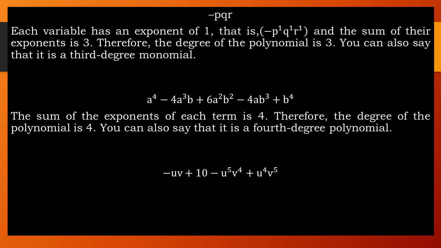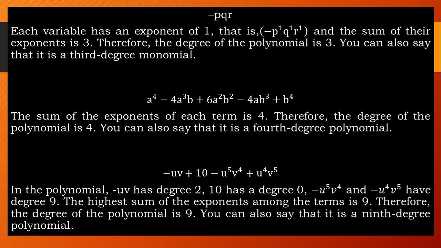Another example, we have negative qv plus 10 minus u to the fifth power v to the fourth power plus u to the fourth power v to the fifth power. In the polynomial, negative qv has a degree of 2, 10 has a degree of 0, negative u^5 v^4 and negative u^4 v^5 have a degree of 9. The highest of the sum of the exponents of the terms is 9. Therefore, the degree of the polynomial is 9. You can also say that it is a 9th degree polynomial.